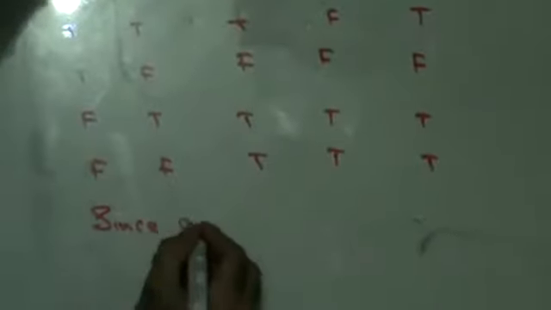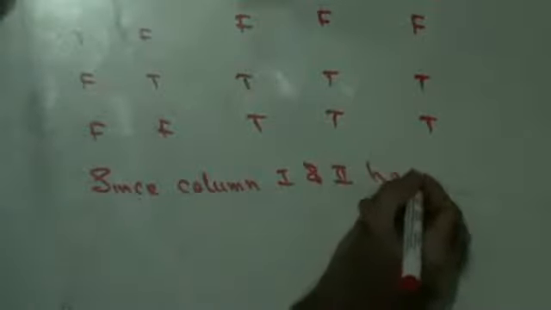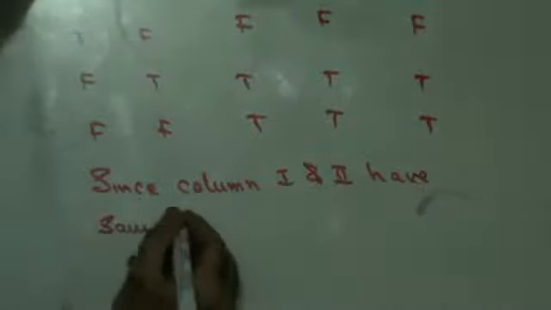Now if you look at column 1 and column 2, they have the same truth value, TFTT and TFTT. So you will say since column 1 and 2 have same truth value, therefore P implication Q is logically equivalent to not P or Q. Fine, do we get this thing here?